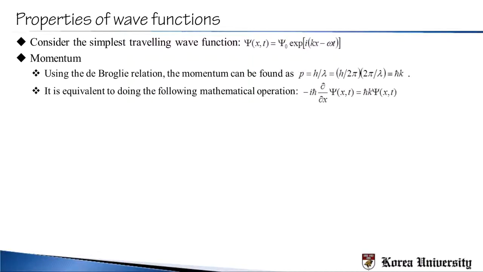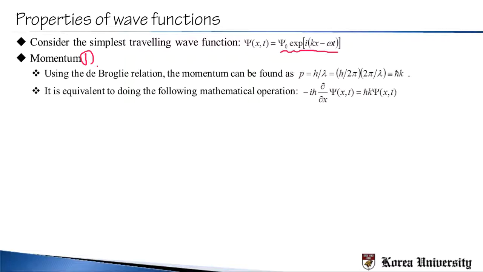Okay, so then let's see how we can get the properties of these wave functions representing matter waves. And for that, we will use the simplest form of this complex wave function written in the form of an exponential. Okay, first thing, how about momentum?